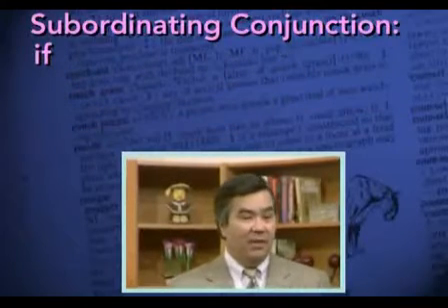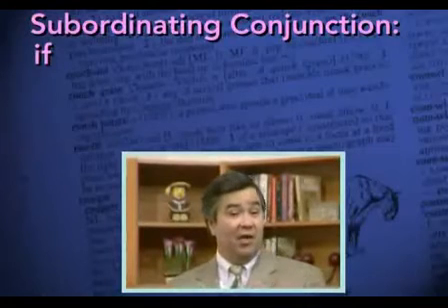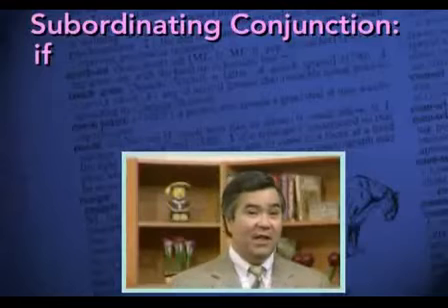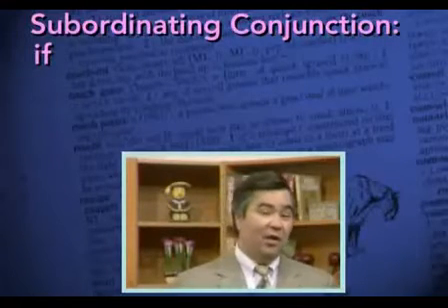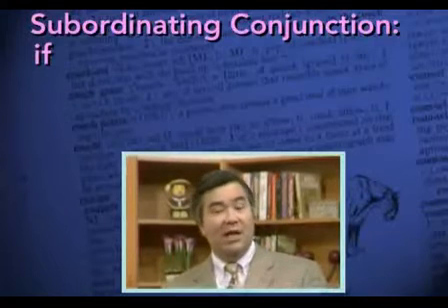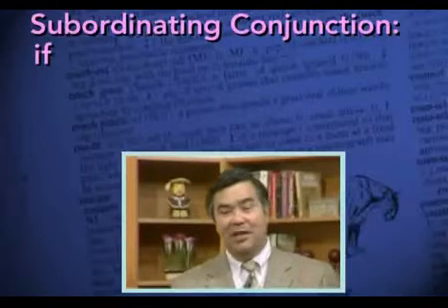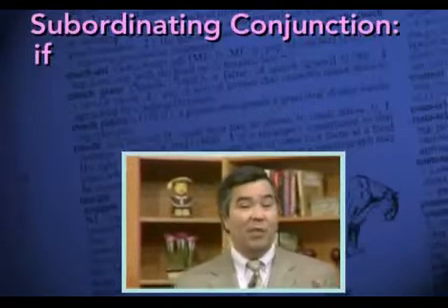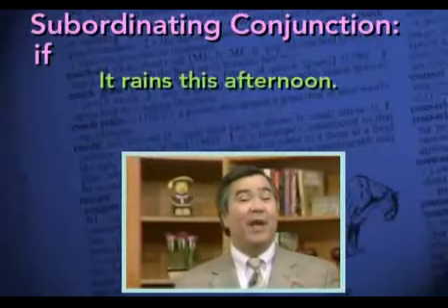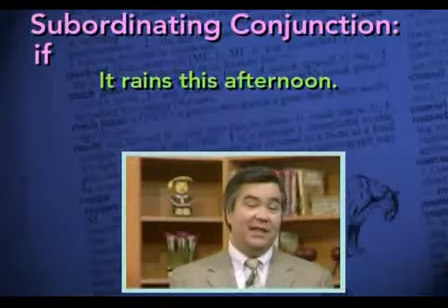If the subordinating conjunction if is put in front of a clause, a group of words including a subject and a verb, that clause can no longer stand alone as a sentence. It becomes a subordinate clause, one that needs to be connected to another clause to make a complete sentence. So, for example, we might have a clause like the following: it rains this afternoon. That could stand alone as a sentence.